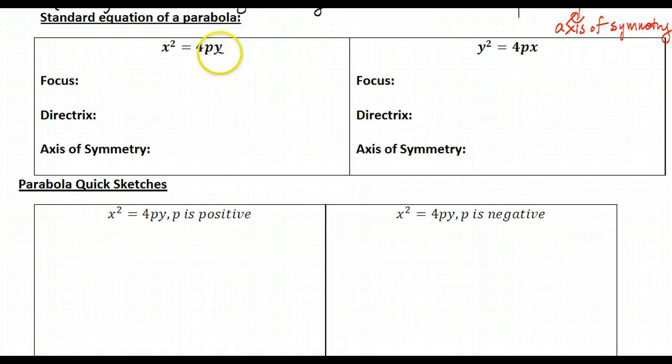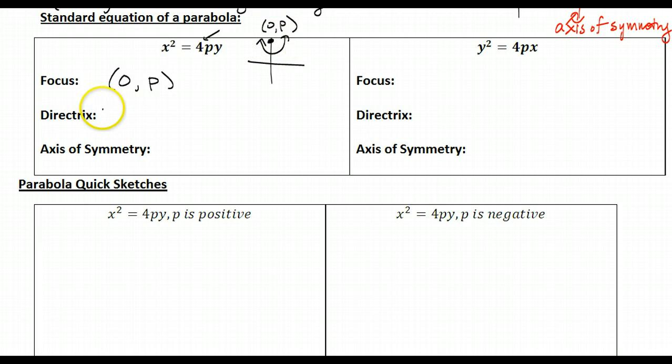So here it is, x squared equals 4py, or y squared equals 4px. That number is always going to be 4. That's just part of the equation. The focus point is always going to be, for the x squared one, 0 comma p. And now the reason is, for the x squared, that's just the typical up or down like you've done before. So the focus is going to be 0 comma up high, because it's right on the y-axis, and the first coordinate is 0 because it hasn't moved left or right at all.